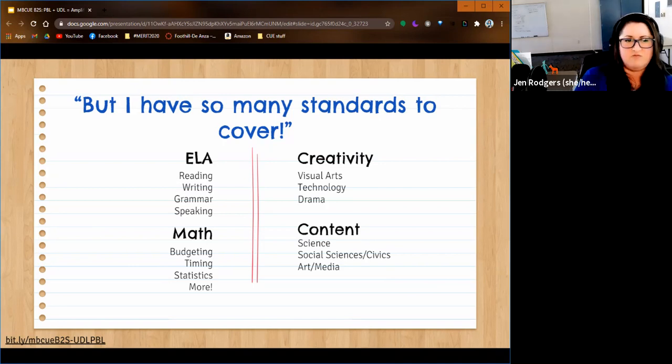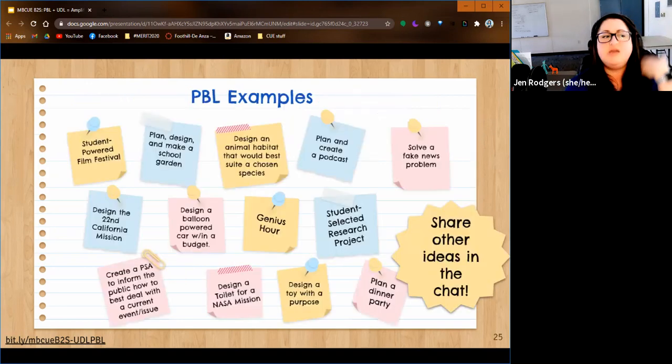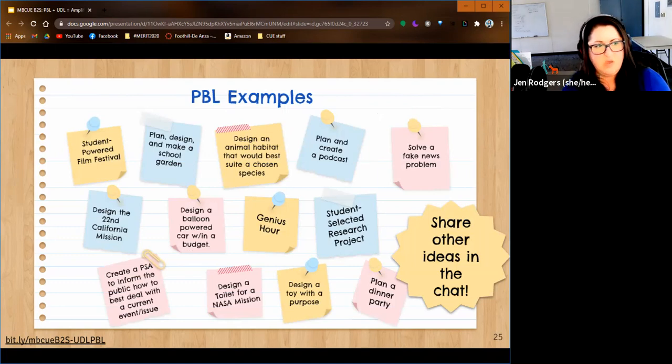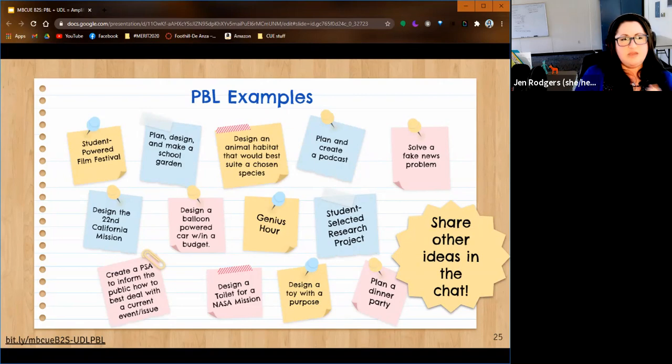And you can see the value of this in elementary school where one teacher's covering lots of topics. Let's take a look at some of these examples and think about how English, reading, all the ELA stuff, the creativity, the math, and the contents are combined in these examples. So let's say the project was to plan, design, and make a school garden. Okay, that sounds like a nice idea, but going beyond just "oh, I want to make a garden," let's think about all the things that could go into the process of making a garden at your school.